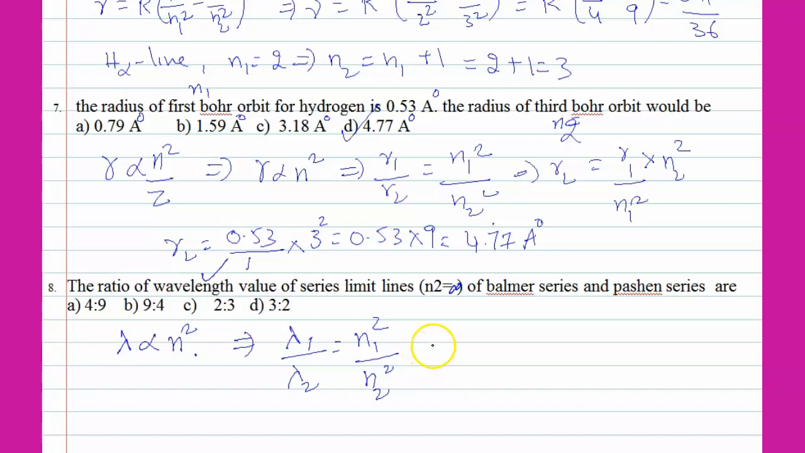So here students, lambda n1 means Balmer series. For Balmer series n1 equal to 2, Paschen series n2 equal to 3. So 2 square by 3 square, 4 by 9. So the answer is option A, the correct one, students.